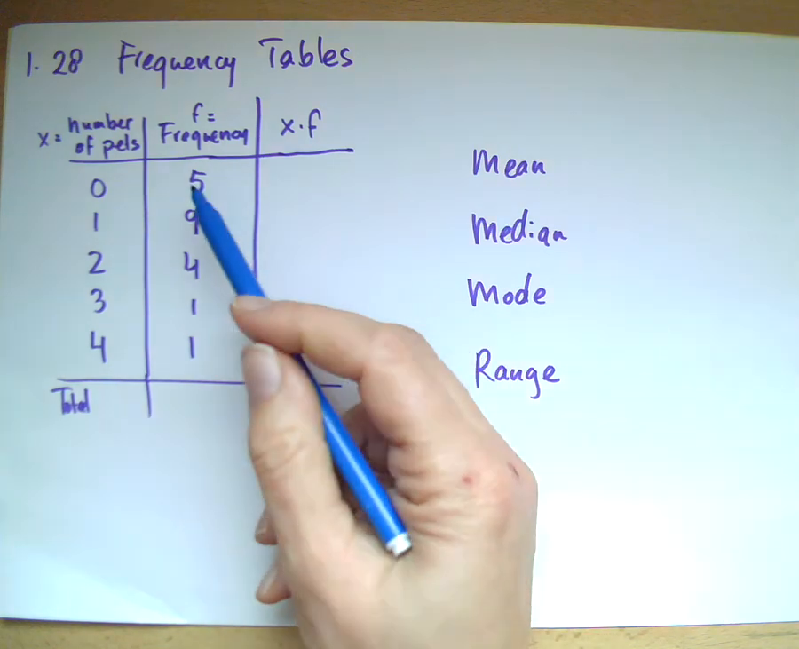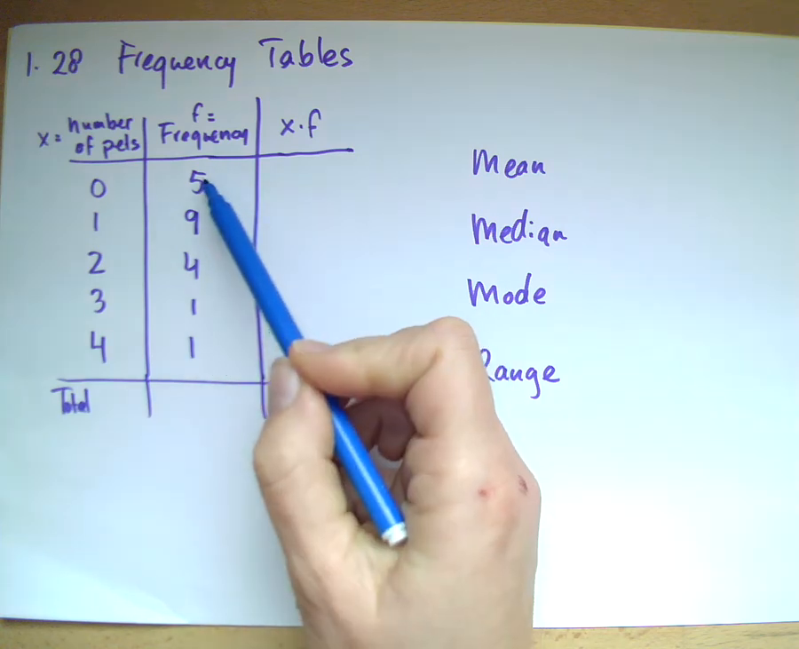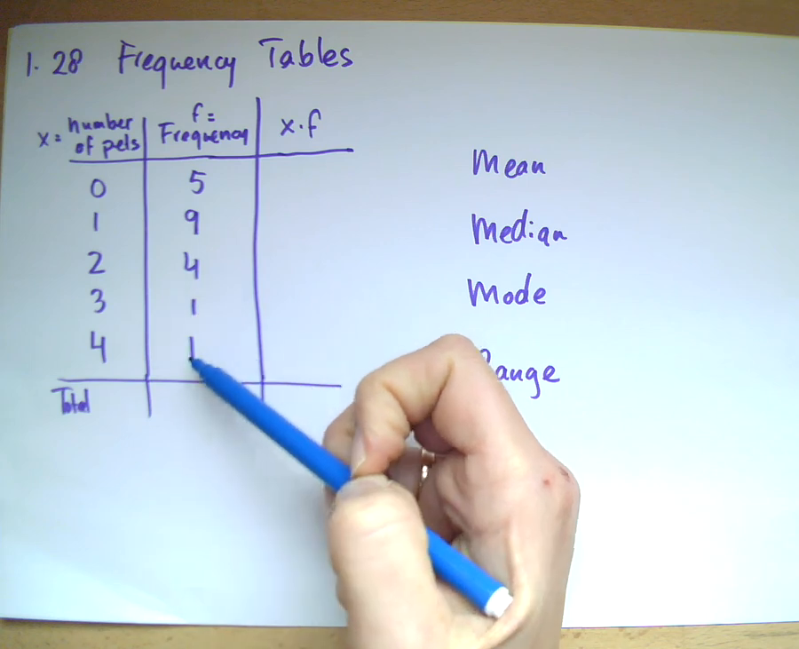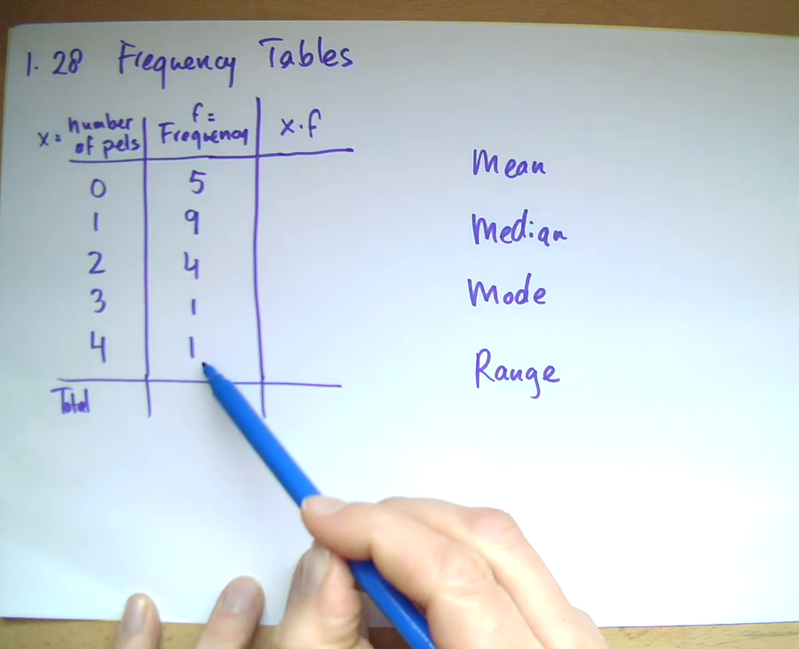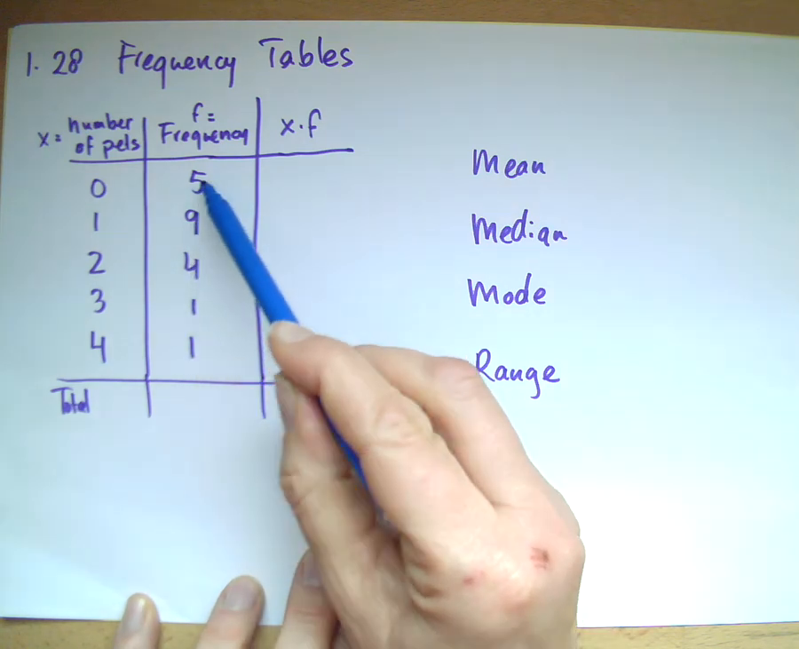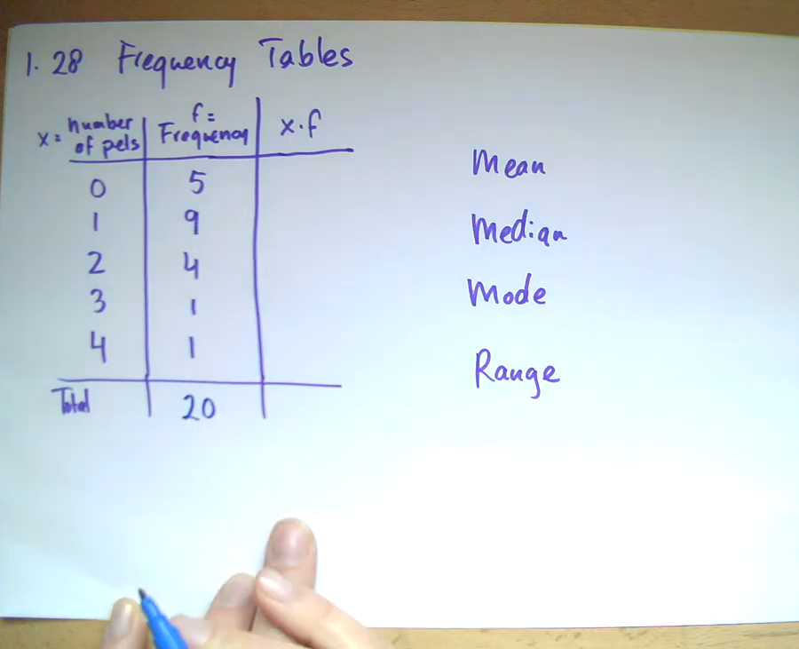Shall we find out how many people we asked? We had 5 people with no pets, 9 with 1 pet, 4 with 2 pets, 1 with 3 pets, 1 with 4 pets. So how many people did we ask? We add these numbers together. 1, 2, this is 6, plus 5 is 11, so 20 people, right? That's the number of values.